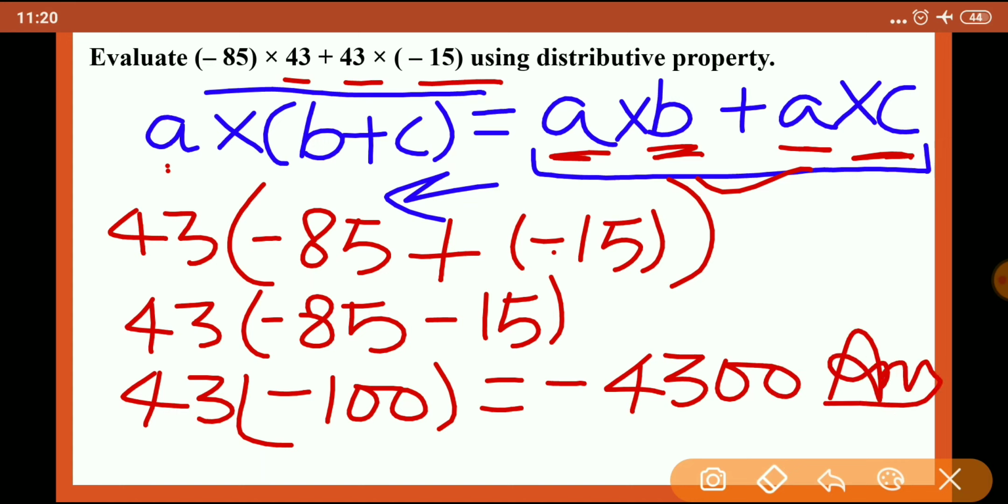Now it is clear to all of you. Distributive property means if the thing is given in this form or in this form, if you solve this, you will get the same answer. Okay.